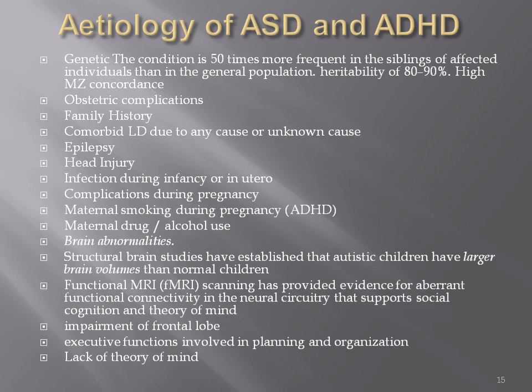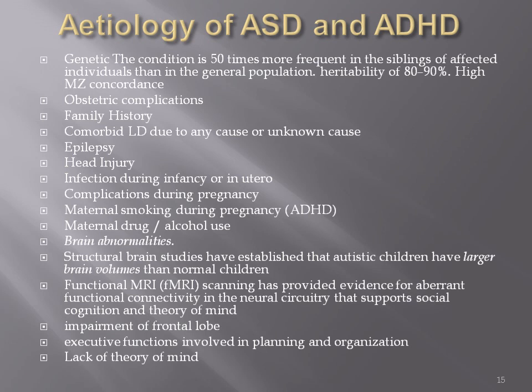Now, the etiology of autistic spectrum disorders. In the etiology, it can be genetic because the condition is 50 times more frequent in the siblings of affected individuals than in the general population. Heritability is 80 to 90%, and there is high monozygotic concordance. There could be obstetric complications, family history, comorbid learning disability due to any cause or any unknown cause, epilepsy, head injury, and an infection during infancy or in utero can contribute to the developmental disorders.